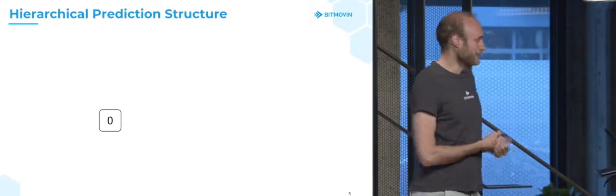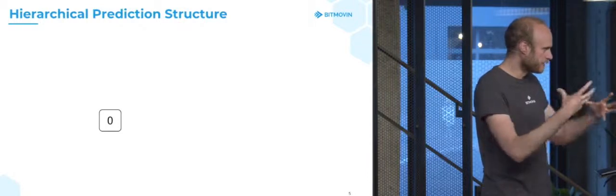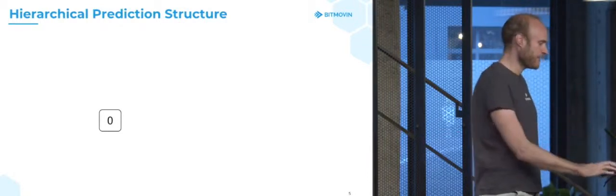Usually, for video coding, in this example, we will encode 5 frames. We have to start somewhere, so we encode frame 0 first. It's an intra frame. It can always be decoded self-contained. It doesn't depend on any other frame.